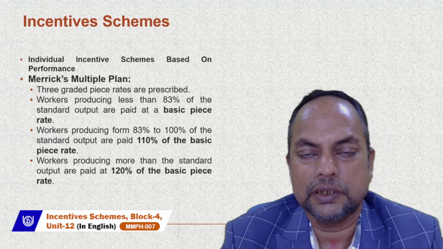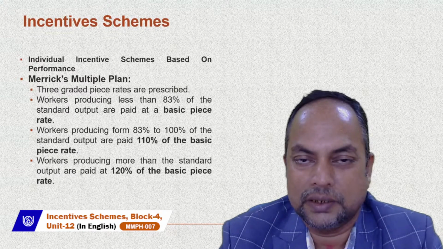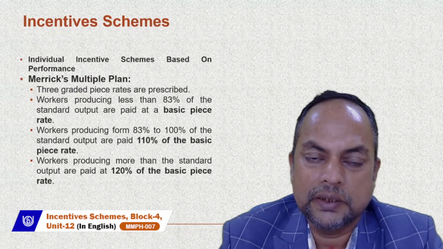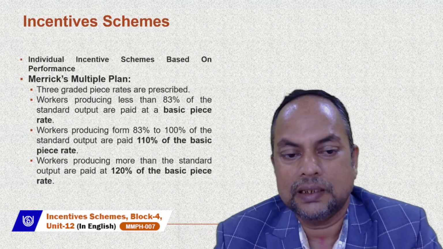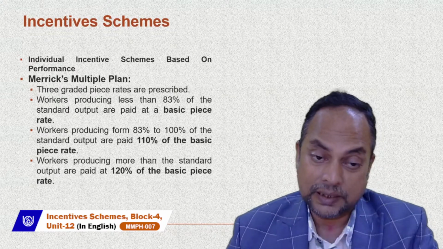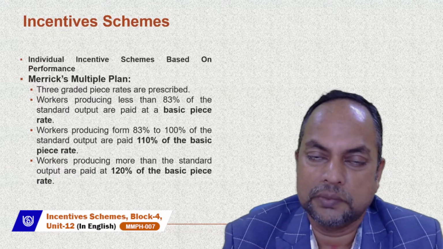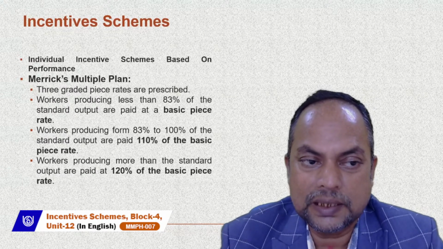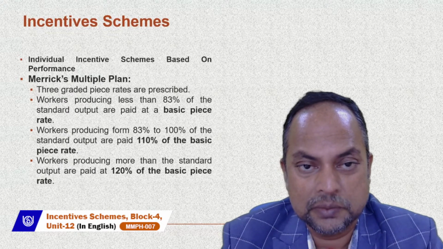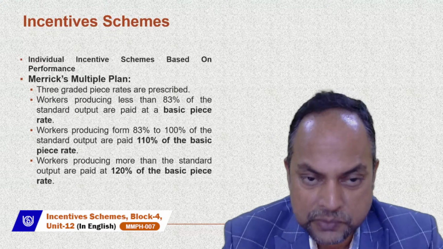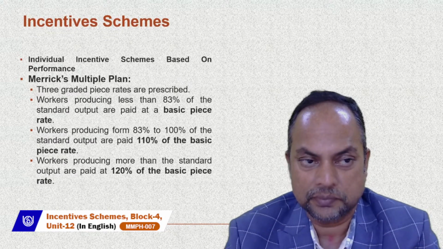But anyone who is producing more than that, 83% to 100, kind of thing, right? They should be paid at 110% of the basic, right? And anyone who is producing more than the standard output itself, he or she has to be paid at 120% of the basic piece rate, right? So there are three different, we have understood it, in time incentives, based on time also it was there. So three important ways in which we administer this Merrick's multiple plan.